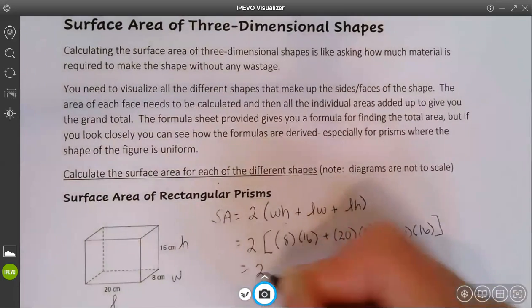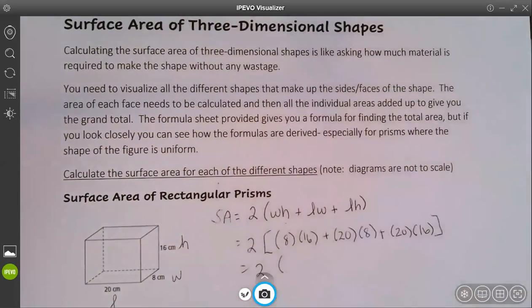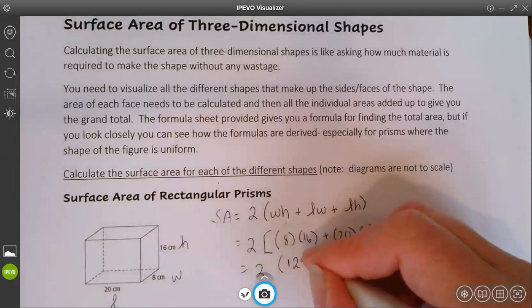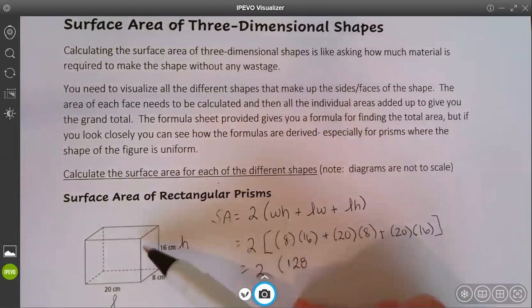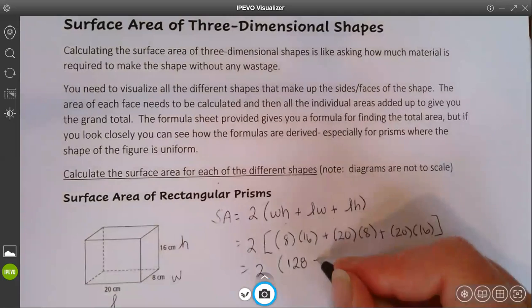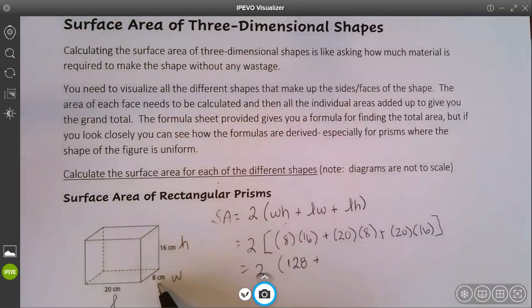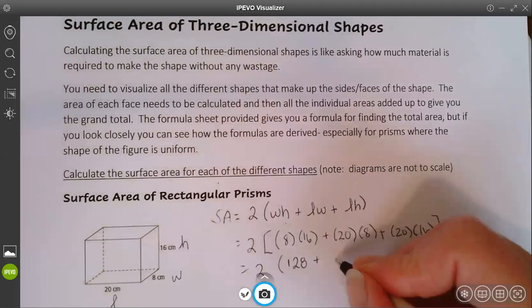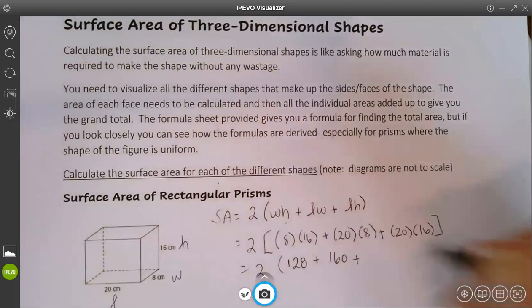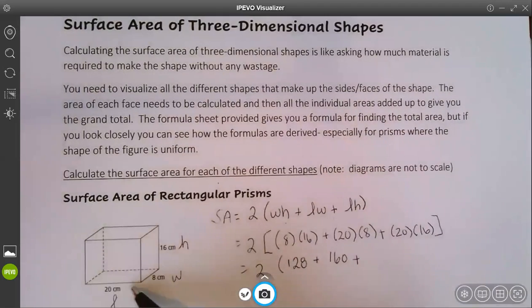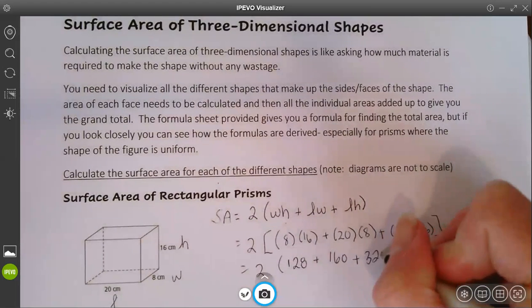So I'm going to simplify what's in the brackets first. So 8 times 16 is equal to 128. So what that's doing is it's telling us the area of this side here. Okay, and the 20 times 8 is the bottom of our rectangular prism. That gives us an area of 160. And the 20 by 16 is the front face. So 20 times 16 is equal to 320.